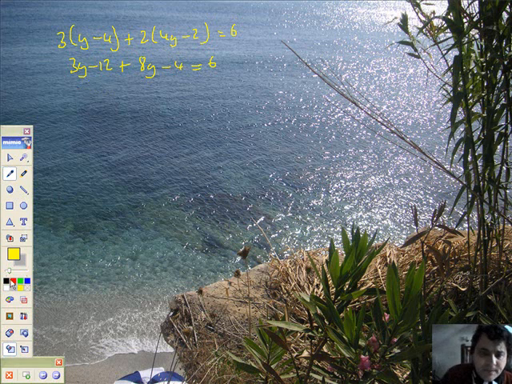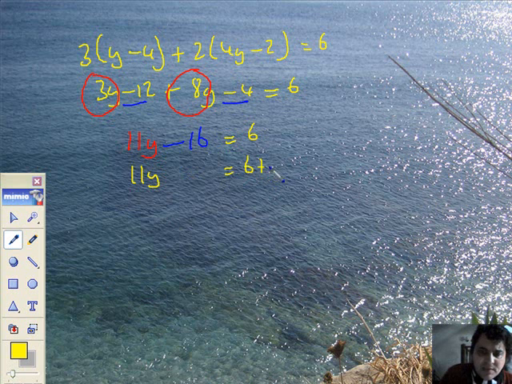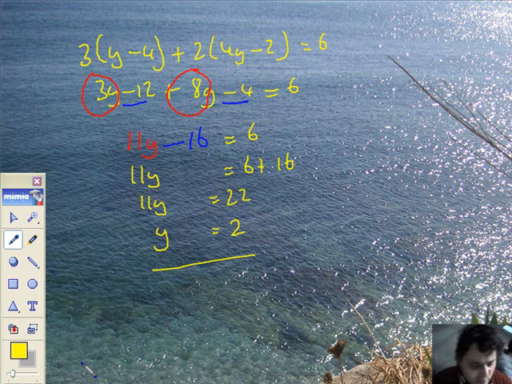Let's do the y's now. We got 3y plus 8y, that's called 11y, and we've got minus 12, take away 4 again, takes us to minus 16, and that comes to 6. So we got 11y is going to be 6 plus the 16, so 11y is going to be 22. If we divide by 11, we've got y is 2, and that was question 2k.